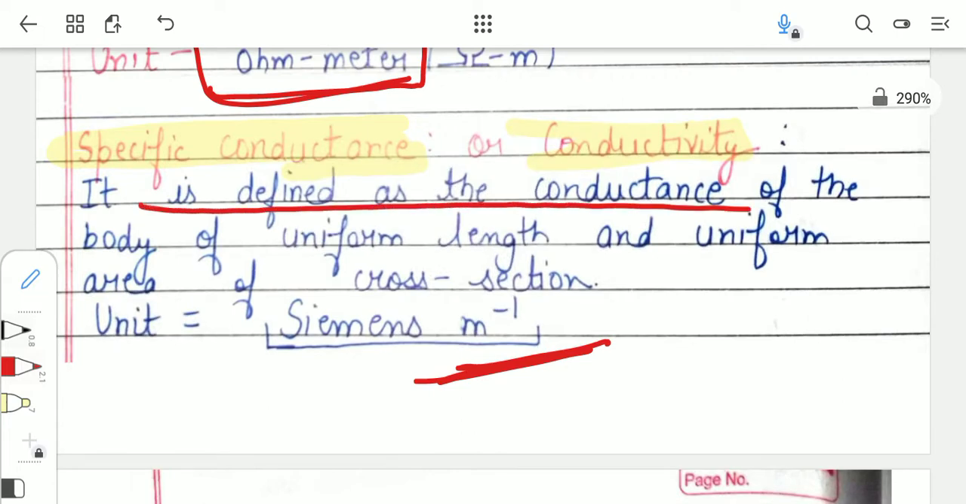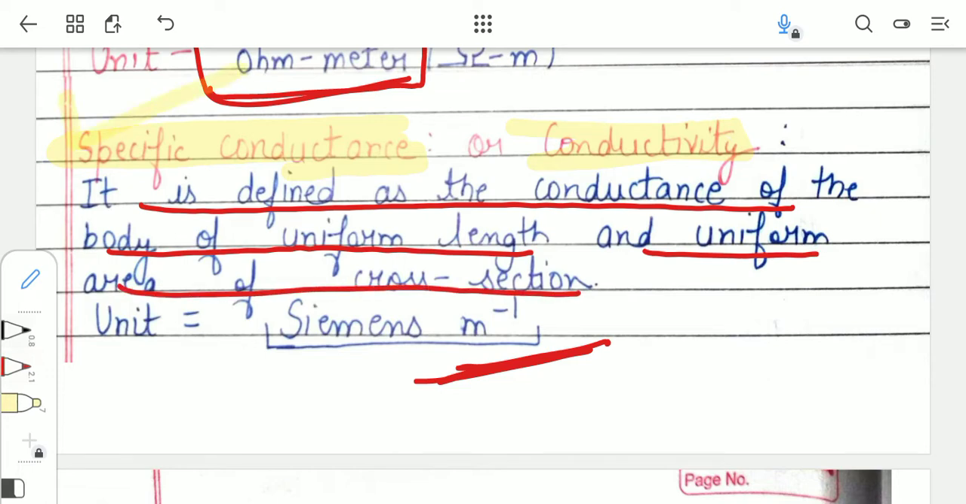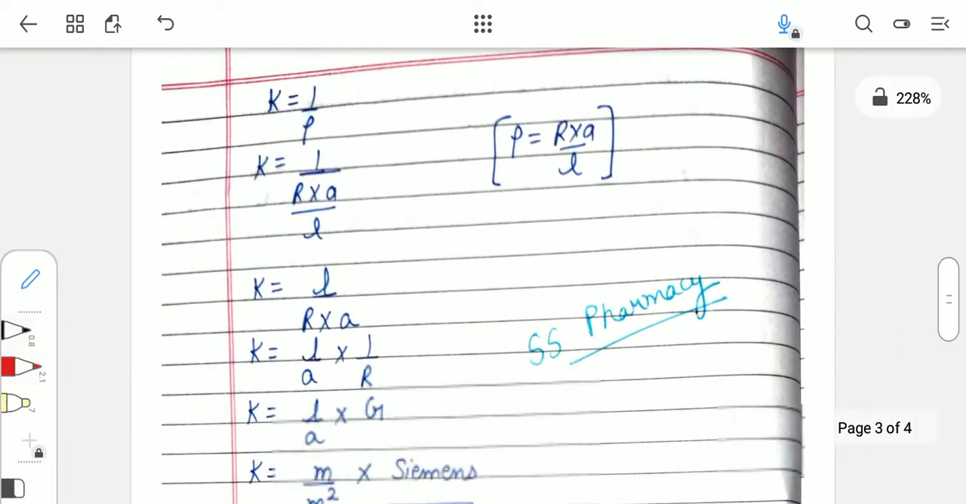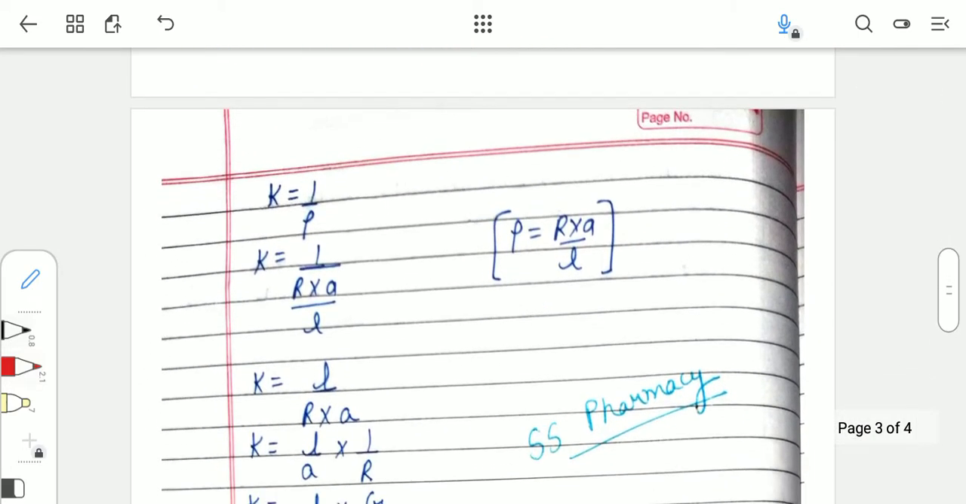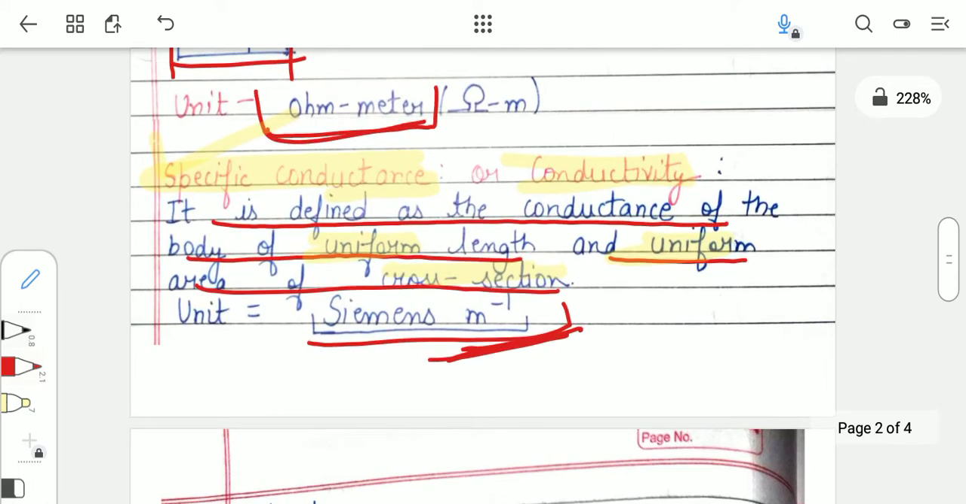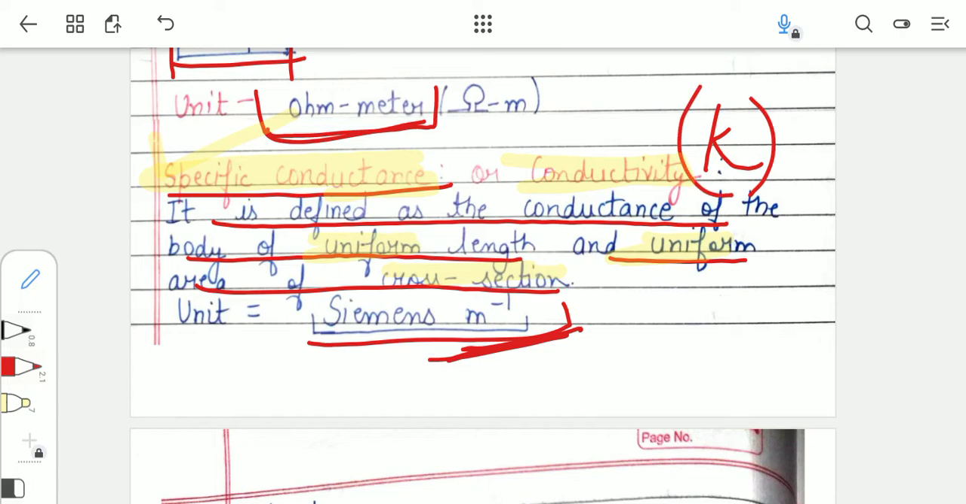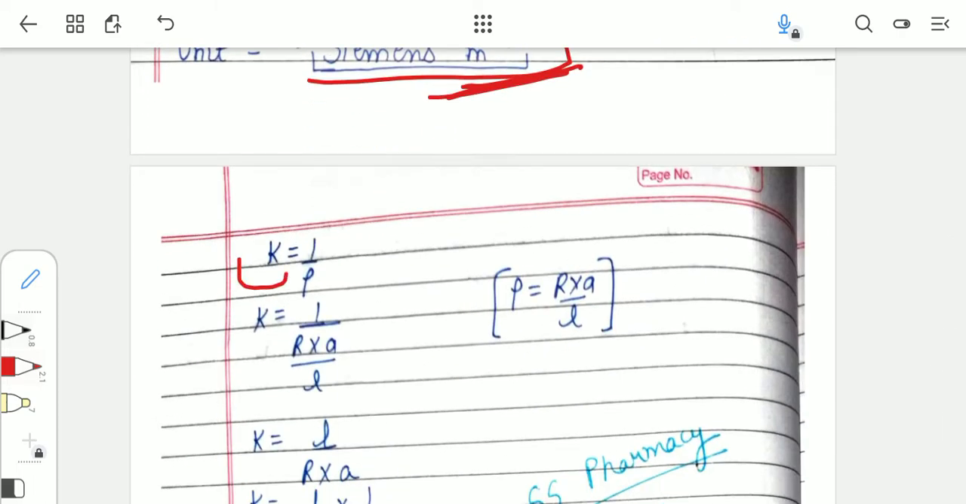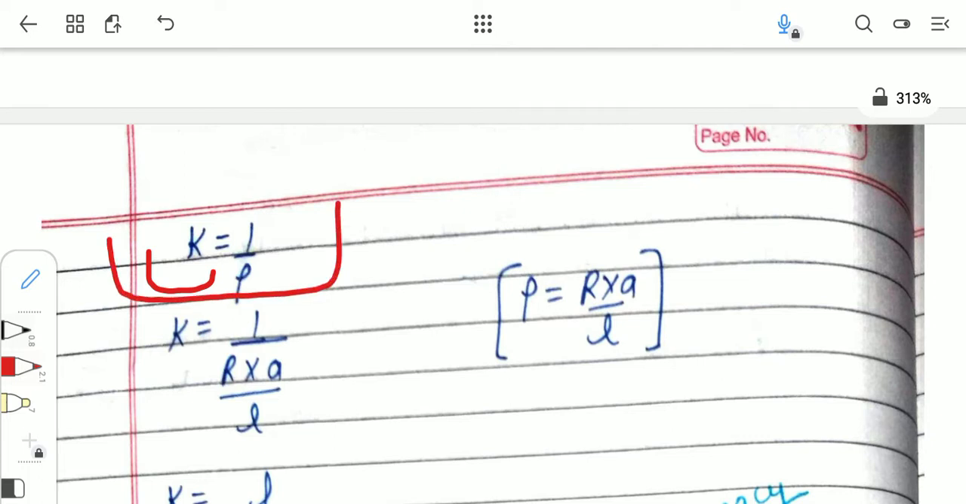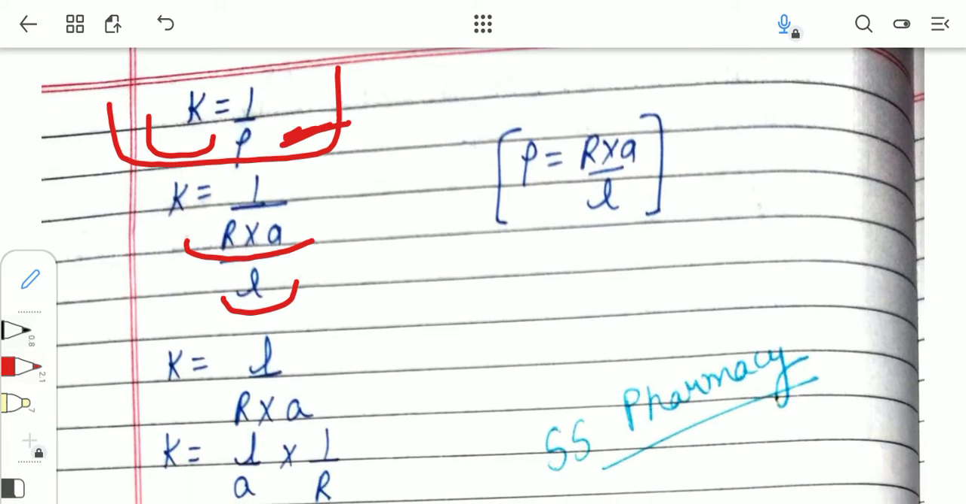It is defined as the conductance of a body of uniform length and uniform area of cross section. Again, whenever we talk about a specific term, uniform length and uniform area of cross section is there. So its unit is Siemens per meter, and here we can understand how exactly we get this unit. Before that, we must know that this specific conductance is also labeled as K, which means kappa. K, kappa, is inversely proportional to our specific resistance. Rho here is specific resistance, and we know it is equal to R into A upon L. So when we perform the calculation, this L will go over here.